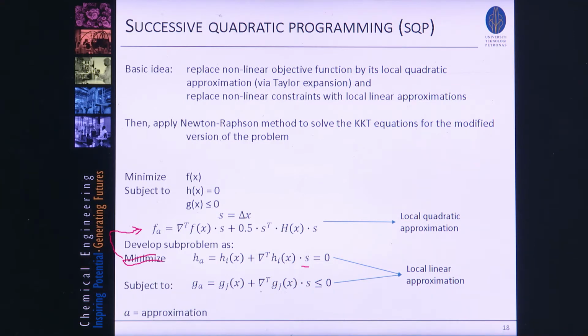So we have now a linear one, while in the objective function, because we have the multiplication of delta x, or s, by s, this makes it a nonlinear objective function. So now we have a nonlinear or quadratic objective function and linear constraints, and this leads to the Lagrange or Karush-Kuhn-Tucker equations. So that's hence the name successive quadratic programming.